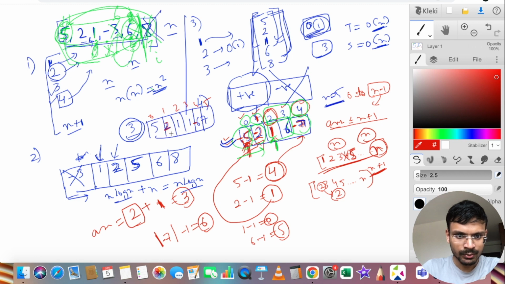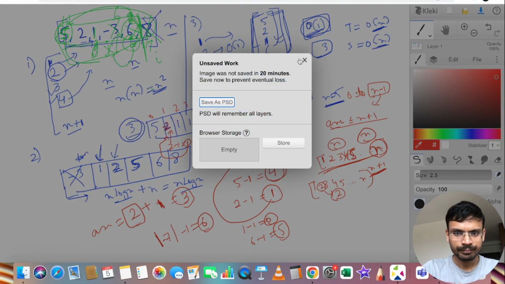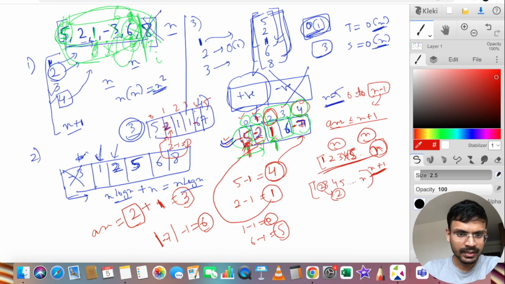Now I encounter 2, I subtract 1 from it. 2 minus 1 is 1. I go to the first index, which is 2 itself, and mark it as -2. Then I come to this particular index with value 1, so 1 minus 1 is 0. So I go to the 0th index and mark it as -5. Then I again encounter 1, so 1 minus 1 is 0, so again I go to the 0th index, but the value was already negative.